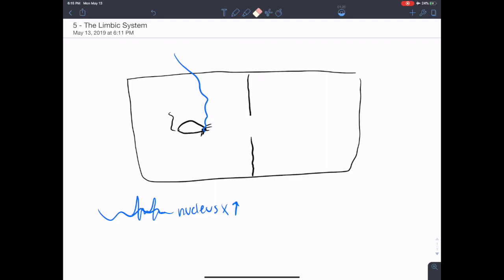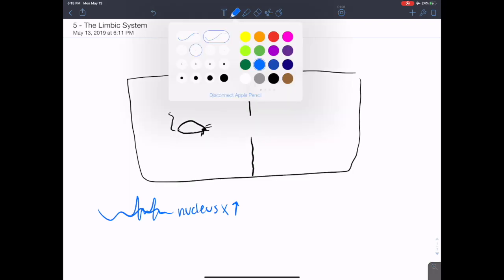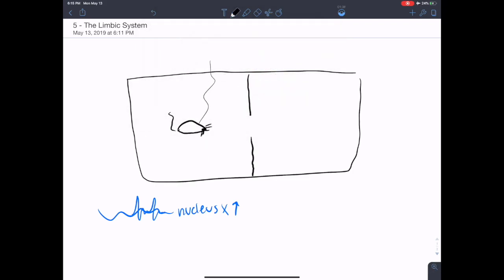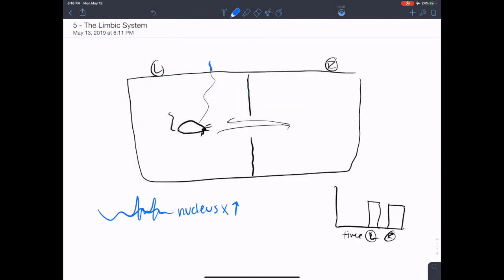So if the light is off, I'll draw it like that. The mouse still has the cable, but it's not on. So the mouse freely goes back and forth between this box. It chooses where to go, but if you graph out time spent in the left and right boxes, it's pretty much equal. What this means is the mouse has no preference between the left and right sides of this chamber. When you turn on this fiber optic cable, so when you send some light down its way, you're basically increasing the activity of nucleus X in their brain.